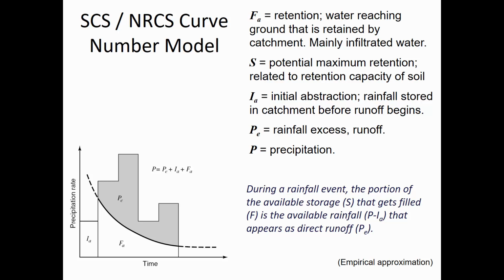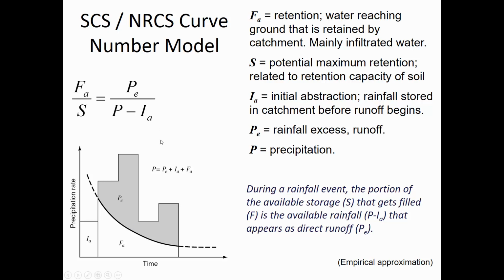So this is a mass balance equation. P equals P sub E plus IA plus F. This is kind of like the continuity equation that you learned back in fluid mechanics, and that is, flow in equals flow out. So here we're saying that if there's runoff from a watershed, it's because of precipitation minus the other things that didn't run off. So this is how the NRCS method conceptually conceives of what's going on inside of the watershed. It's saying that the water's tied up in three places.